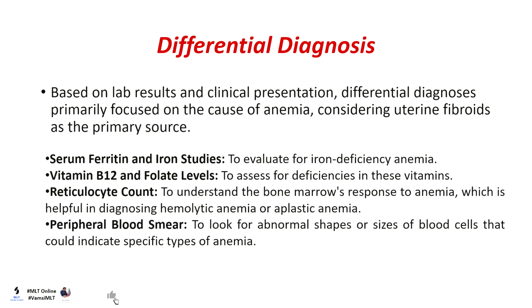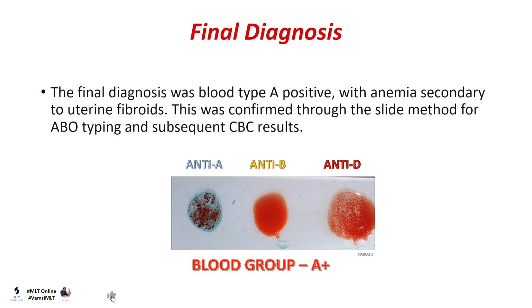Differential diagnosis: the differential diagnosis considers why the patient is in an anemic status. Maybe the anemia was induced by the ongoing uterine fibroids condition, which might have triggered her anemic status. So the final diagnosis was A positive with anemia secondary to uterine fibroids. This was confirmed by the slide method for ABO typing and subsequent CBC results.